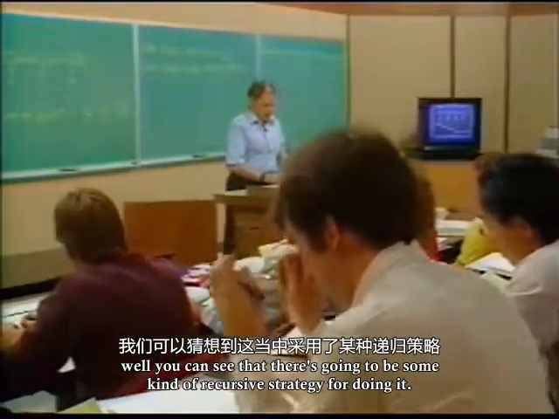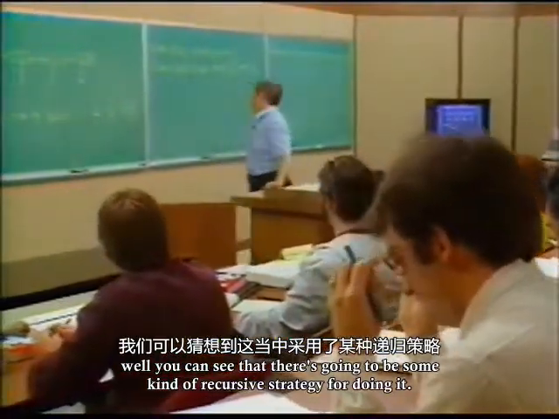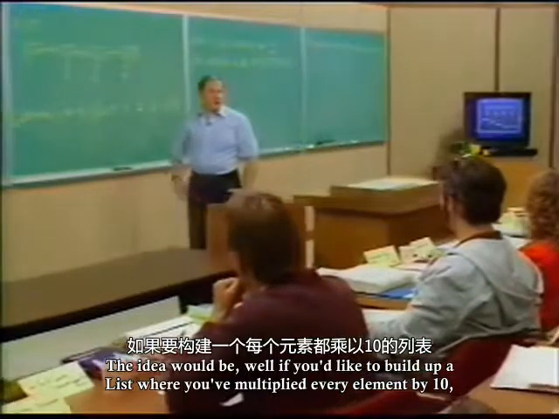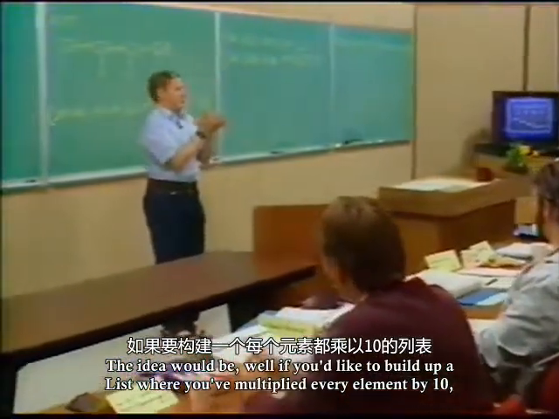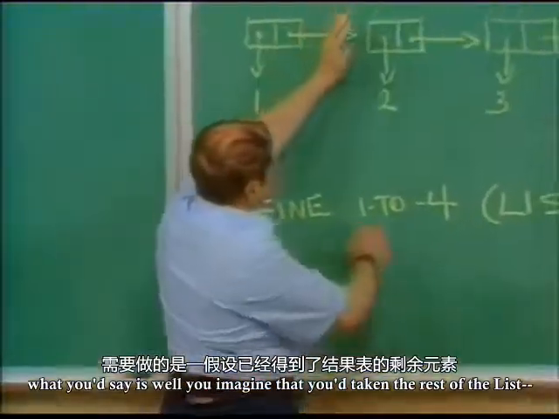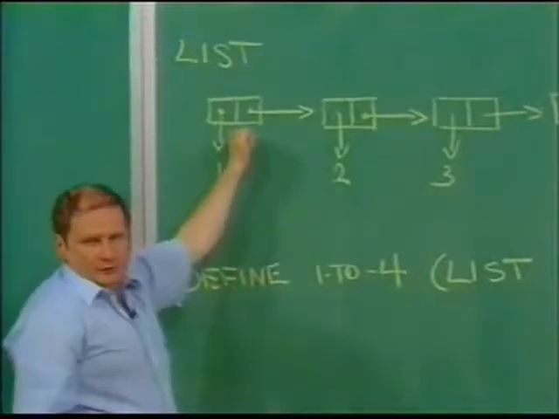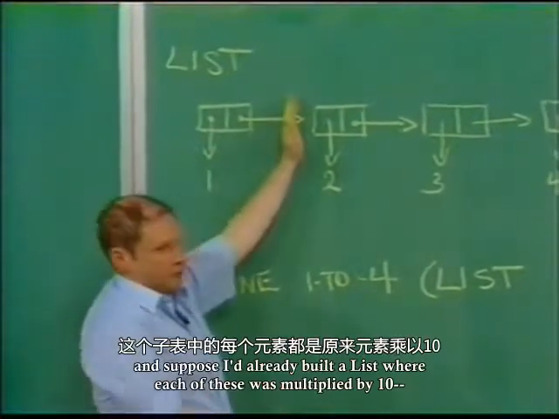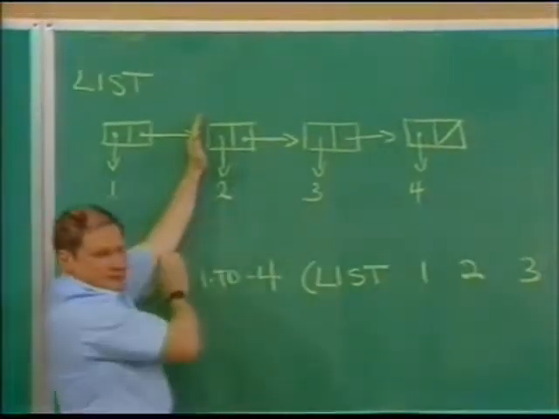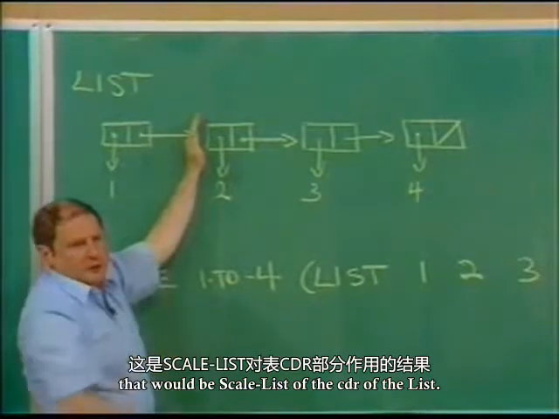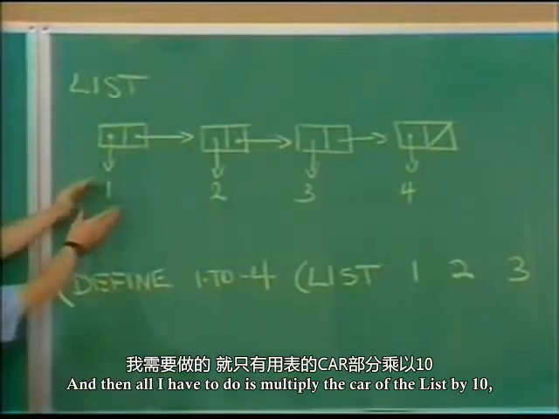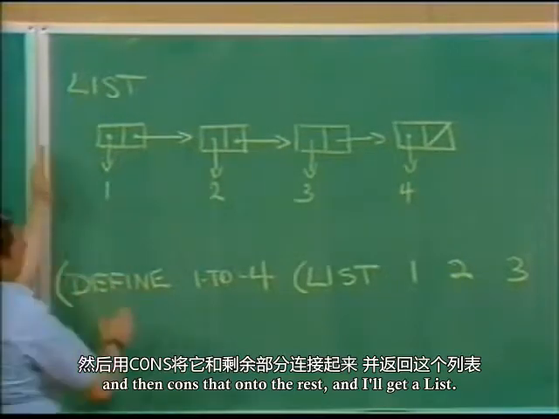Well, you can see that there's going to be some kind of recursive strategy for doing that. How would I actually write that procedure? The idea would be, if you'd like to build up a list where you've multiplied every element by 10, you imagine that you'd taken the rest of the list, the thing represented by the cdr of the list, and suppose I'd already built a list where each of these was multiplied by 10. That would be scale list of the cdr of the list. And then all I have to do is multiply the car of the list by 10, and then cons that onto the rest, and I'll get a list.